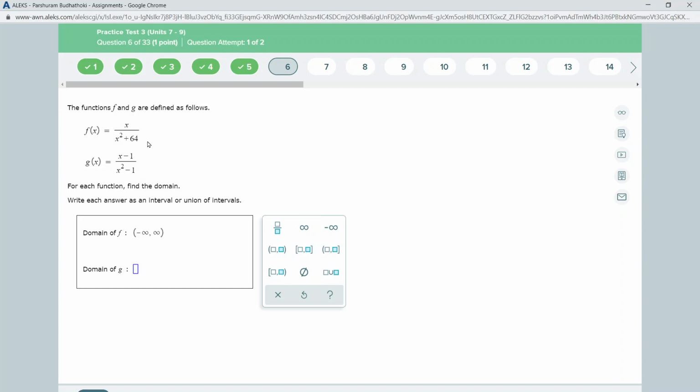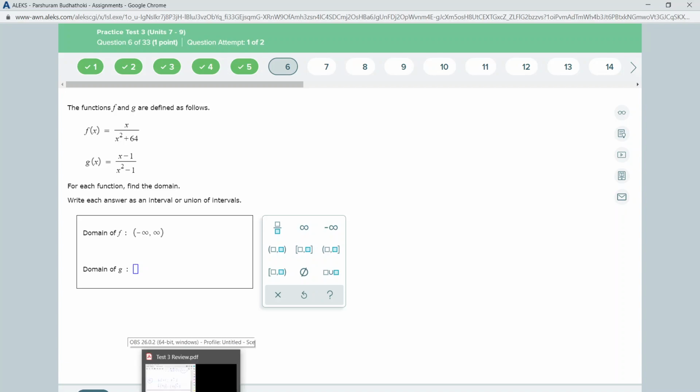For the second function, there are two values for which this denominator would be 0. They are x equal to 1 and x equal to -1. These are the two values that make the denominator 0. We don't want positive 1 and -1 in the domain, so we need to remove them. For that, we can just equate this denominator with 0.